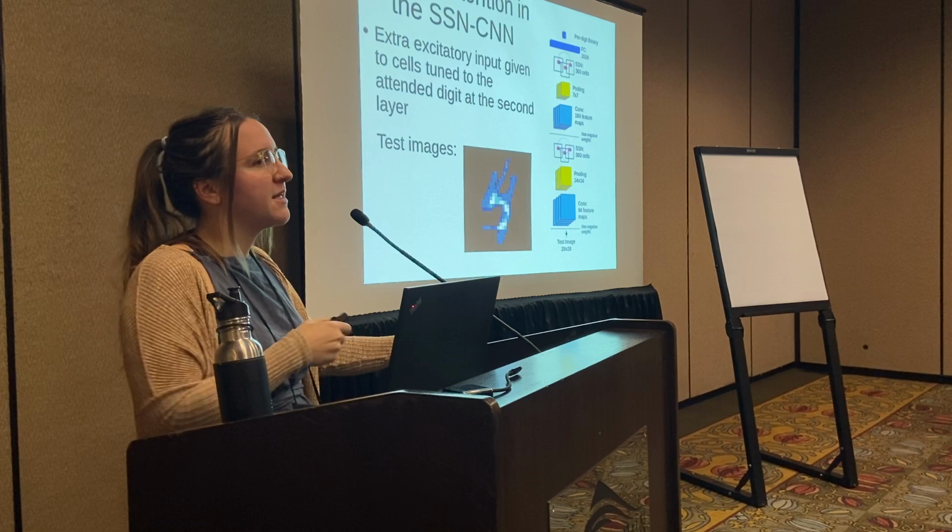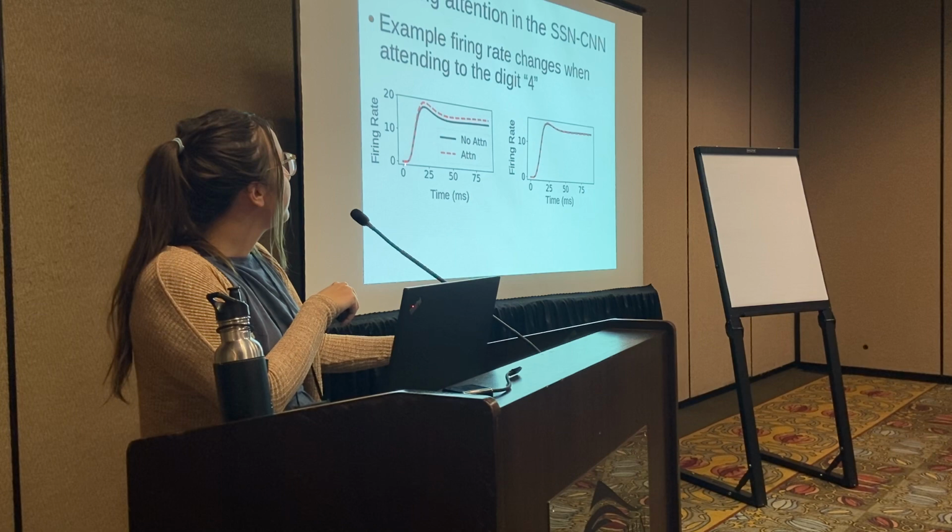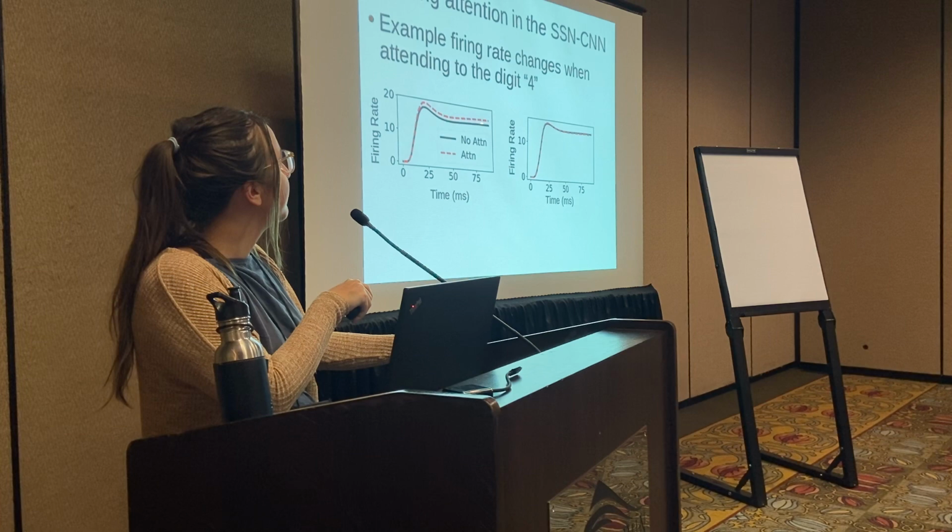And when you apply attention this way, you can see that there are some neurons in the network. These are just two neurons I pulled from the second layer. They have dynamics that are the result of the recurrence that this network has. And also when you apply attention, some of them have an increase in firing rate and some of them have a decrease, as we've seen experimentally.